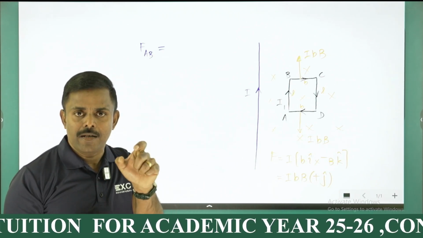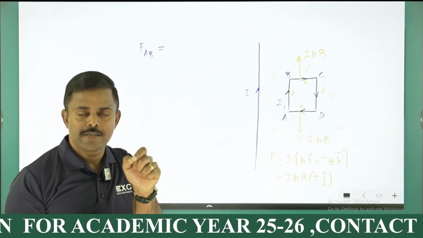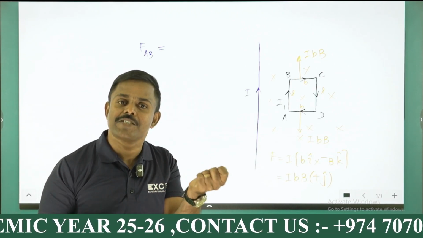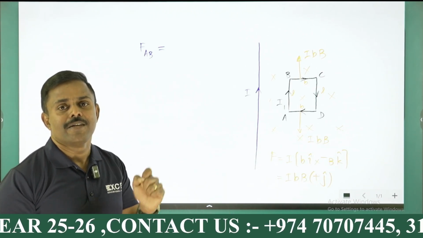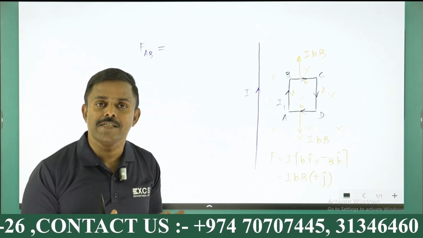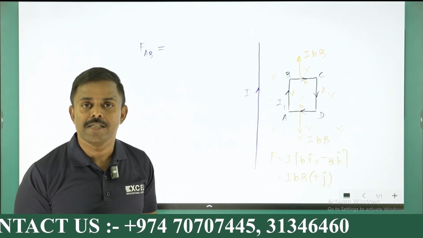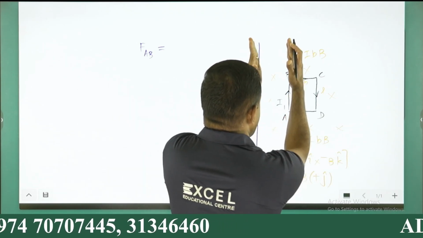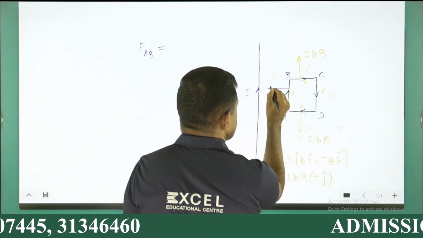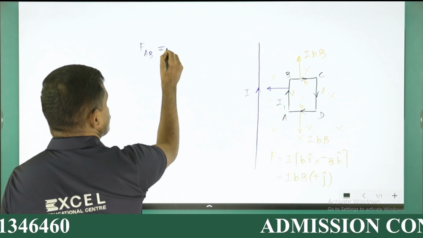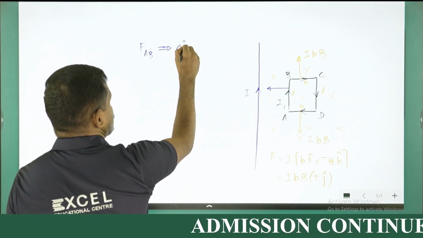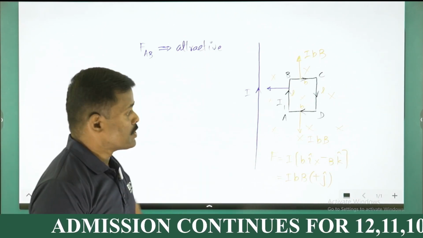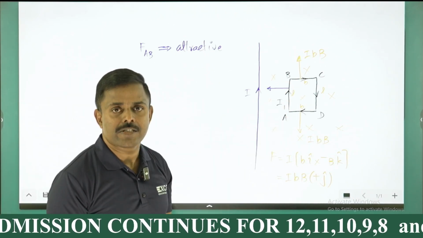Like poles repel: north pole and north pole repel, south pole and south pole repel. Magnets. Like charges repel, positive and positive, negative and negative, but like currents attract each other. So these currents are like currents, and the force on it is attractive. So the force on the conductor AB is attractive.